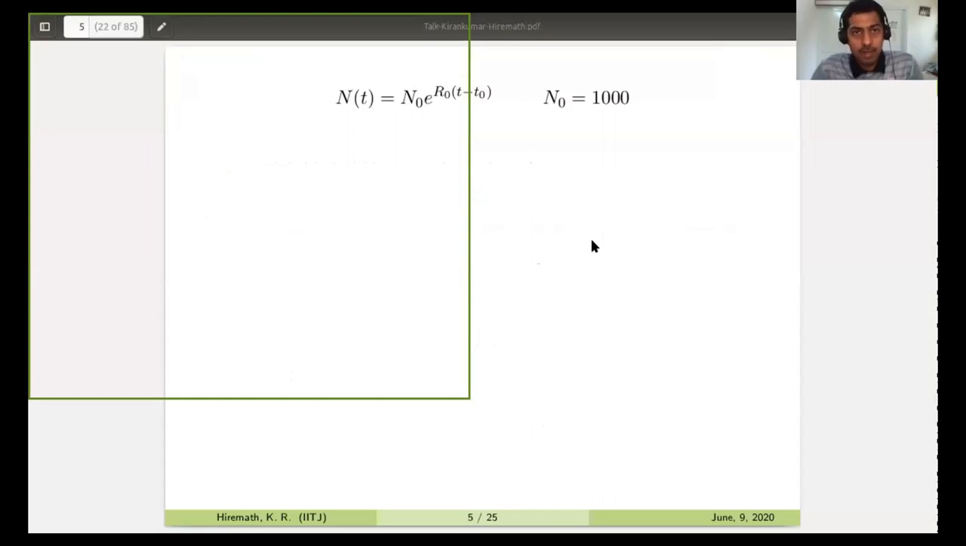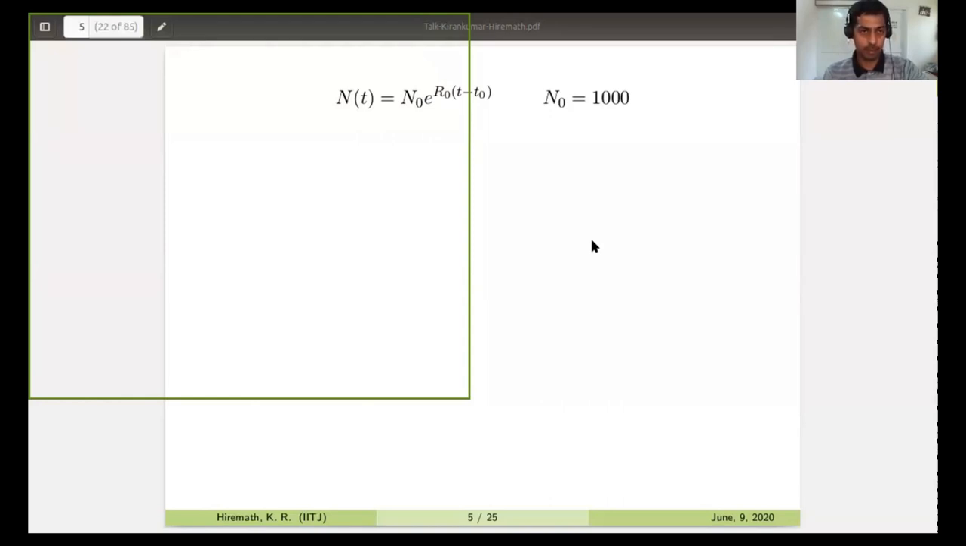So let us see what kind of results we get. For the sake of argument, suppose the initial population is 1000, and let us play with this number r0. This r0 can be 0, can be greater than 0, can be less than 0. Now, it's an interesting question why this r0 cannot be a complex number. Think about this. Now, suppose this r0 is a real number, then we have three options available: r0 equal to 0, r0 greater than 0, r0 less than 0. If r0 is 0, then population remains constant, equal to N0.